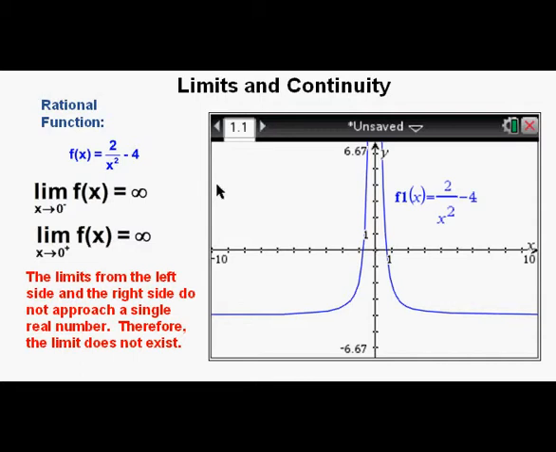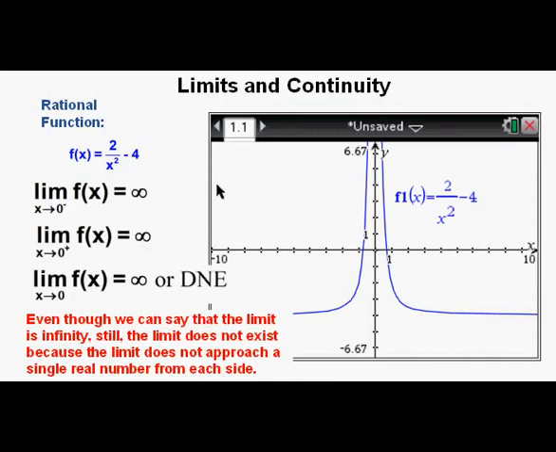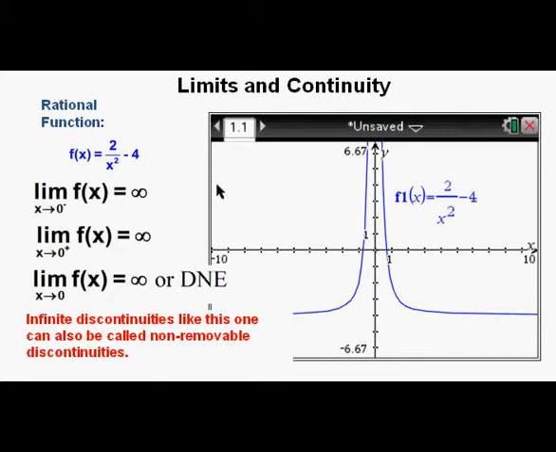So our notation is that the limit as x approaches 0 of f of x is infinity or does not exist. Even though the limit is infinity, still that limit does not exist because the limit does not approach a single real number from each side of 0. Infinite discontinuities like this one can also be called non-removable discontinuities.